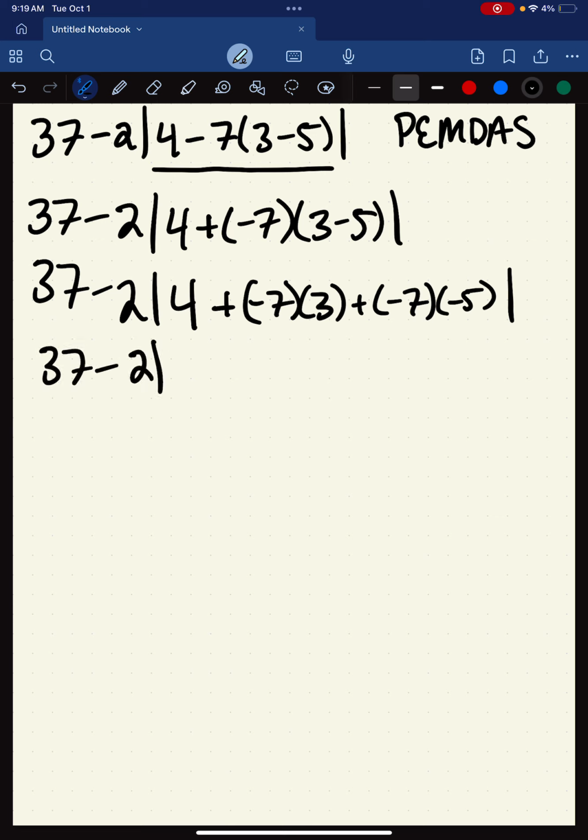37 minus 2 times the absolute value of 4. That's going to be minus 21. And then we're going to have plus 35 because multiplying 2 negatives gives you a positive.